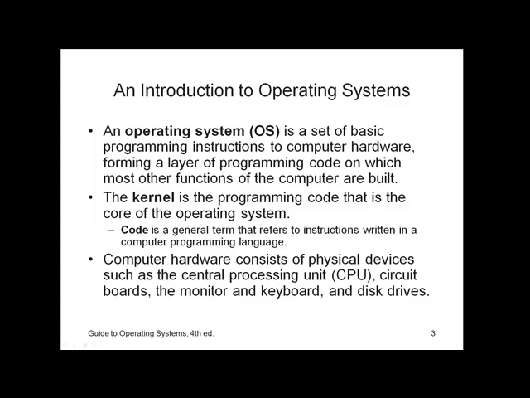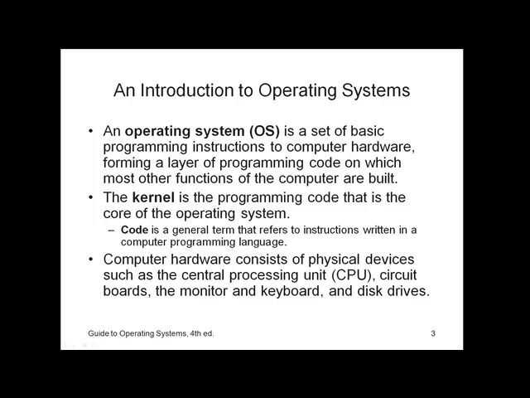The kernel is the programming code that is the core of the operating system. And when we talk about code, we're usually saying generally that that is a set of instructions written in a computer programming language. We refer to that as code. The kernel, by definition then, is the core component of that operating system. The part of the operating system that if you took it away, the operating system would no longer be an operating system.